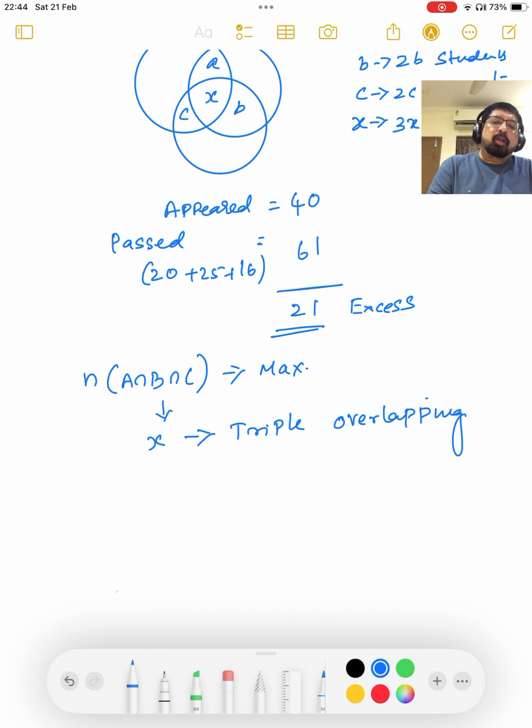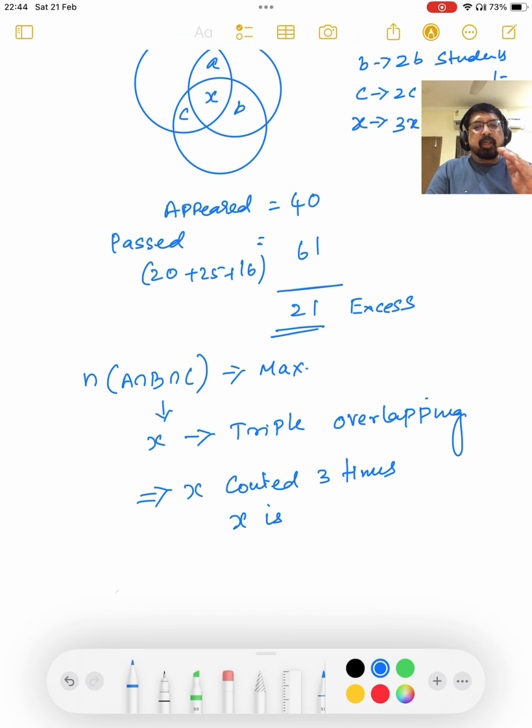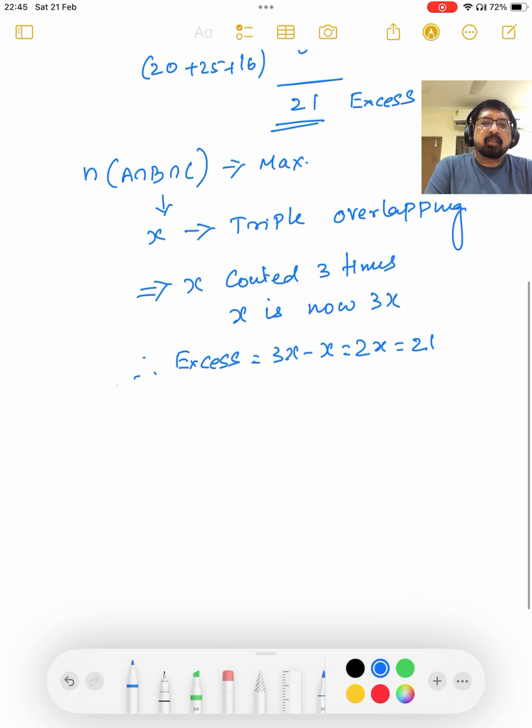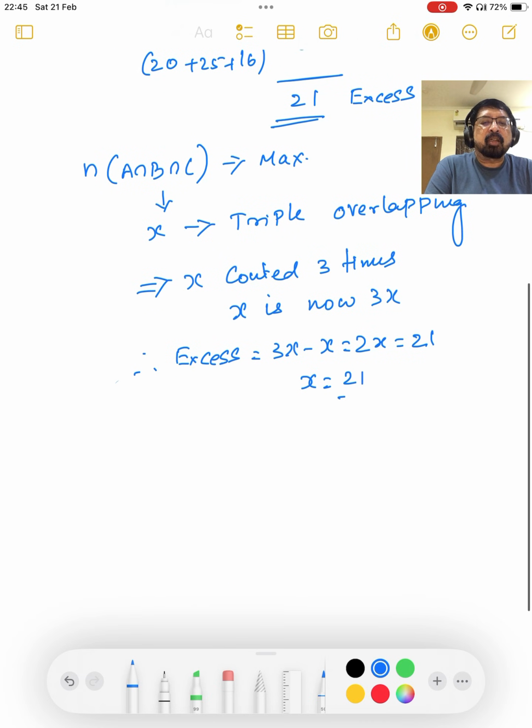We know triple over counting, so suppose we assign the value of X to this N of A intersection B intersection C, X would have been counted thrice. It should have been counted once, but it is counted thrice. So X has become 3X. So actually the excess is, what is the excess? 3X minus X, which is 2X. And now we say this excess of 2X equals 21. And X is 21 over 2, which is 10.5. And since a student cannot be 10.5 students, we have to restrict to 10.